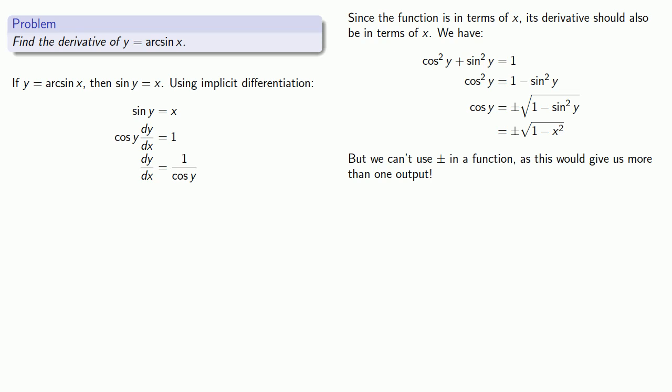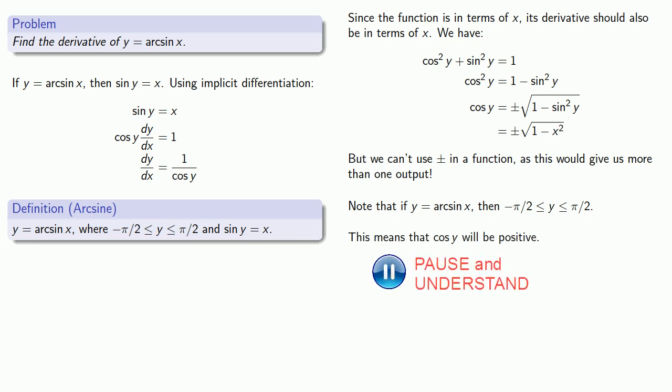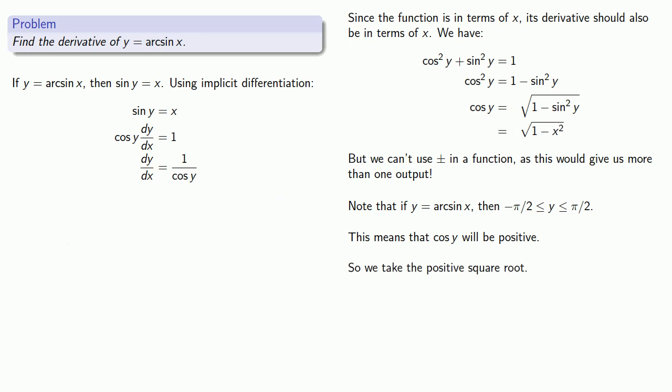So again, we'll go back to our definition of what arcsine is. And remember that if y is equal to arcsine of x, then we know that y is between minus pi over 2 and pi over 2. And this means that the cosine of y is going to be positive. And so that means while cosine of y could be plus or minus the square root of 1 minus x squared, what it actually is is the positive square root, which we can then substitute back into our derivative and get our form of the derivative of arcsine of x.